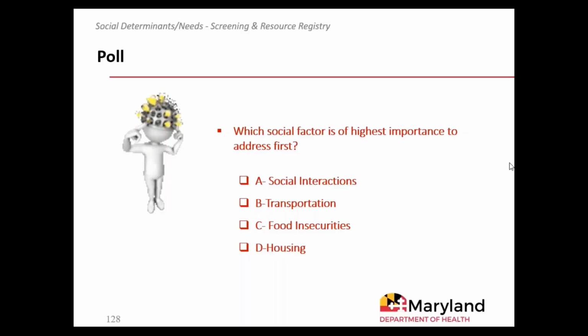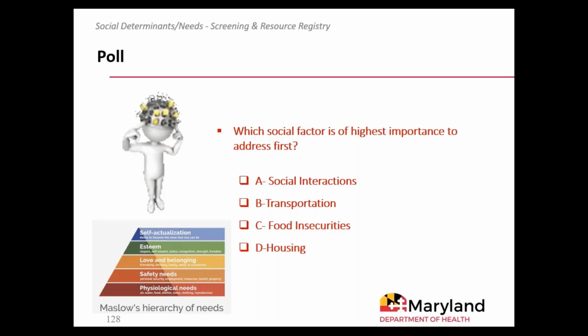And the reason being is just that this is a physiological need. If we take a look at the pyramid here at the bottom of our slide, this is Maslow's hierarchy of needs, which I know we've all seen plenty of times before. And we know that the physiological needs on the bottom of this pyramid take priority above everything higher to address first. So thank you all for your responses.